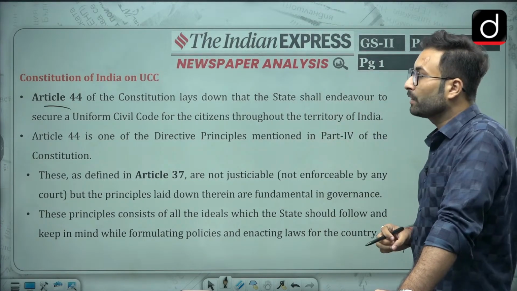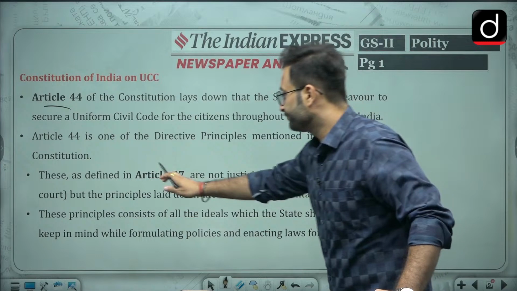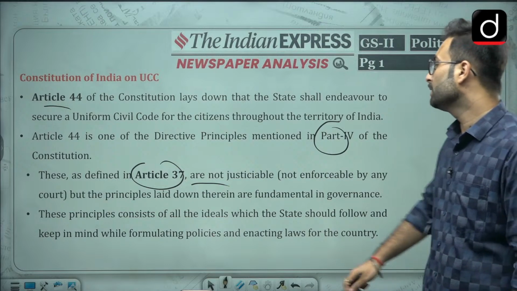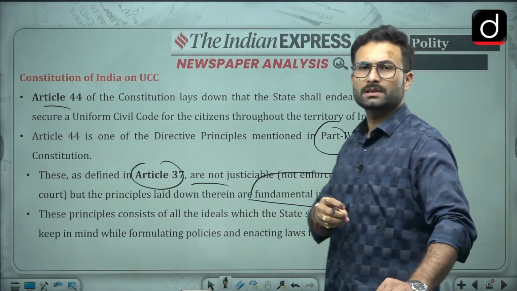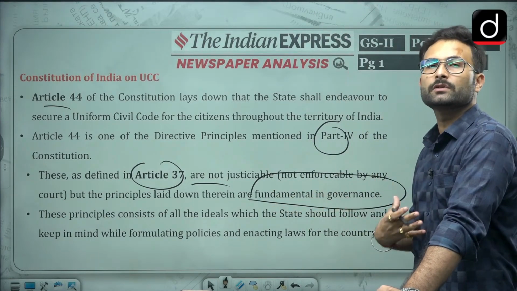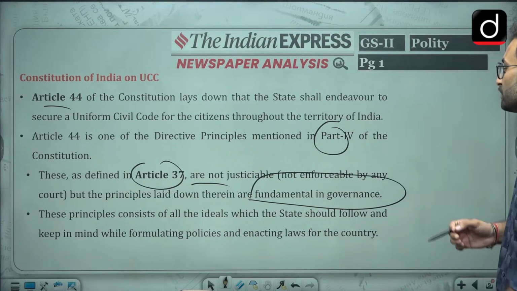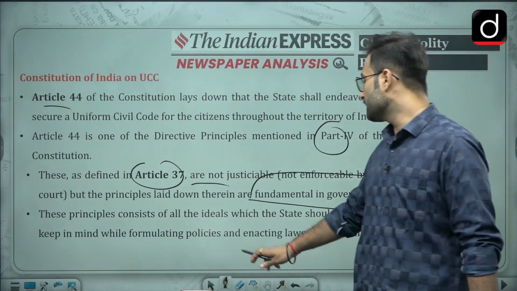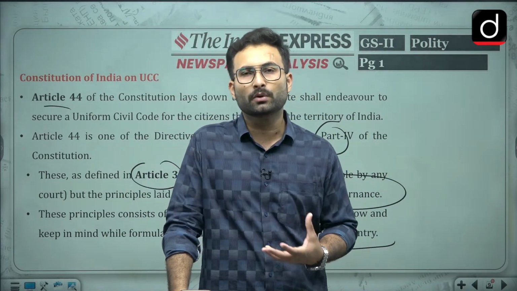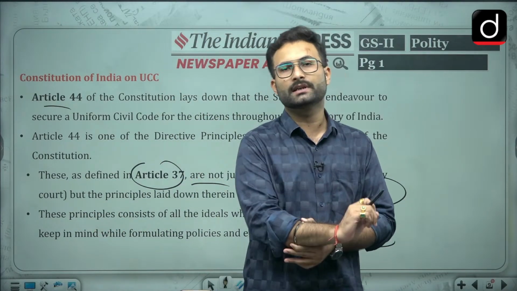Okay. Now Article 44 is one of the directive principles mentioned in Part 4 of the Constitution. These, as defined in Article 37, are not justiciable, not enforced by any court, but the principles laid down therein are some kind of guidelines given by the Constitution to the state for the governance. Now these principles consist of all the ideas which the state should follow and keep in mind while formulating policies and enacting laws for the country. So ultimately the intent of the Constitution framers was that in the long run we will go for the uniform civil code, but that has not been done, and that is why right now there is this call by the ruling party with respect to the uniform civil code.